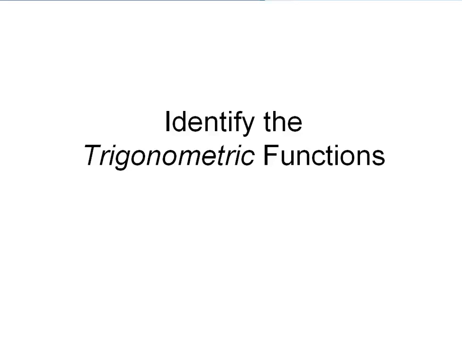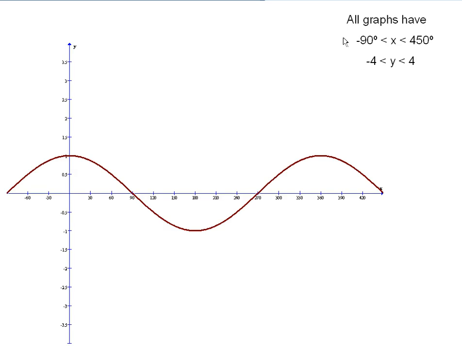Hello, we're going to spend some time looking at how to identify trigonometric functions, that is, sine and cos functions, for this video anyway. Okay, here's the first one. For all the graphs I'm going to show you, the x-axis goes from minus 90 to 450, and the y-axis goes from minus 4 to 4. It's in degrees. Okay, here's the first function.